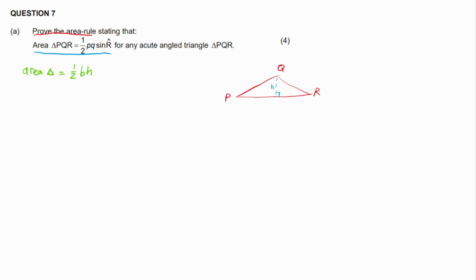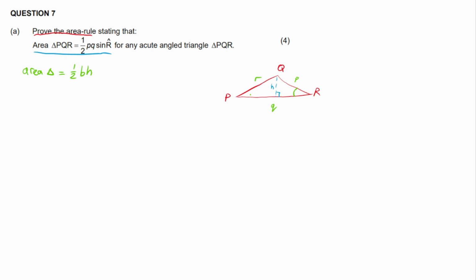Across from this big R, this side we're going to call little r. Across from capital P, this is going to be lowercase p. And across from this Q, this whole line is going to be little q. That's just the normal notation that we use. And we know that for this angle we're going to need sine R.